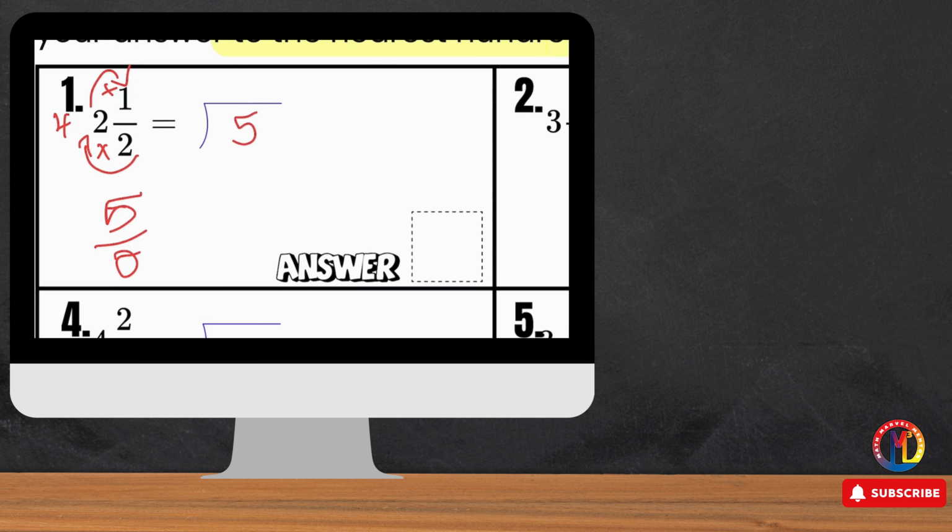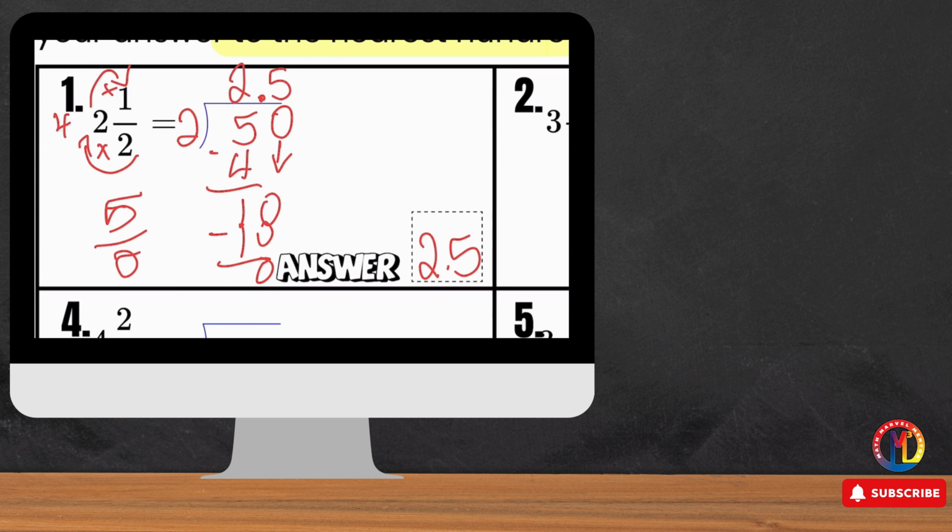So 5 goes on the inside of the tent, the 2 goes on the outside. And I'm going to start with 2 goes into 5 2 times because 2 times 2 is 4. 5 minus 4 is 1. I add my decimal and drop in my placeholder, 0. 2 goes into 10 5 times exactly. I have nothing else remaining, so my answer is 2.5.